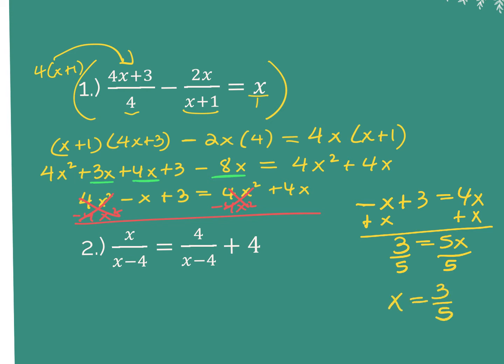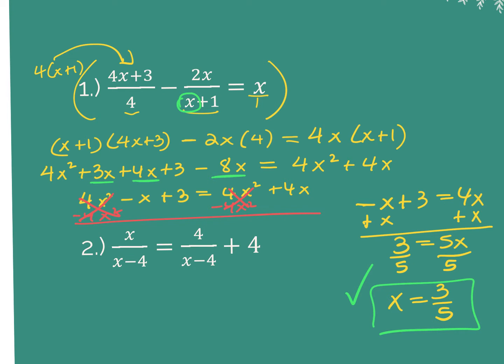Now, the only check I need to do here is see if when I plug this into this denominator, will this make it 0? No, it will not. So this answer checks. It's good to go. If you wanted to plug it into the whole thing to make sure that the two sides are equal, you can do that. But really, the only check I need here is to see if this solution is extraneous.